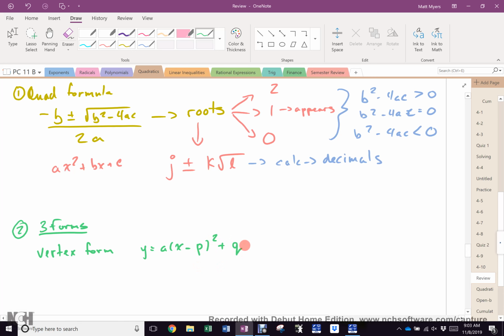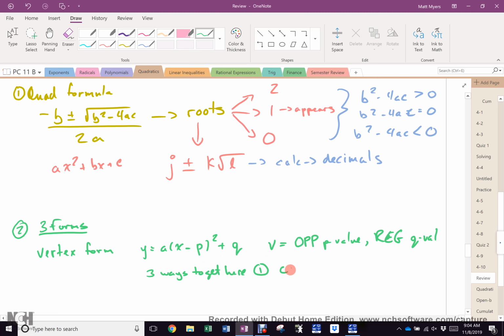Yeah? What do we know from there? The vertex equals opposite P value and regular Q value. Yeah? And A, I'm going to do A at the end because A applies to all three of them, right? Opposite P value, regular Q value. Yeah? There are three ways to get here.